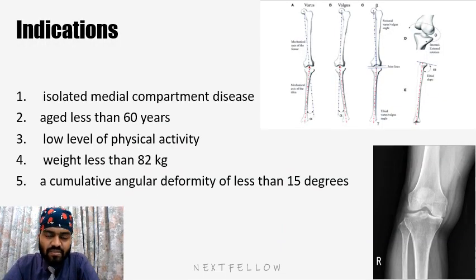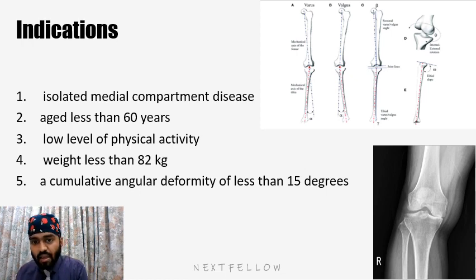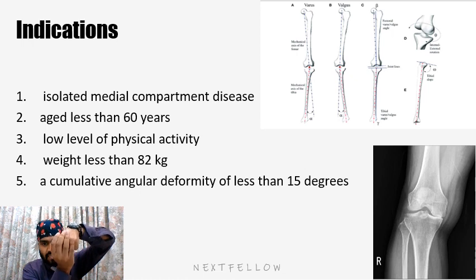Now, this brings us to the indications for unicondylar knee arthroplasty. Now, it is very important to understand that the indications for a unicondylar knee arthroplasty are very different from a total knee arthroplasty. Mind you, unicondylar knee arthroplasty is a little bit more minimally invasive surgery. So, the indications are isolated medial compartment disease, that is one. Second, age less than 60 years. Low physical activity of the patient.